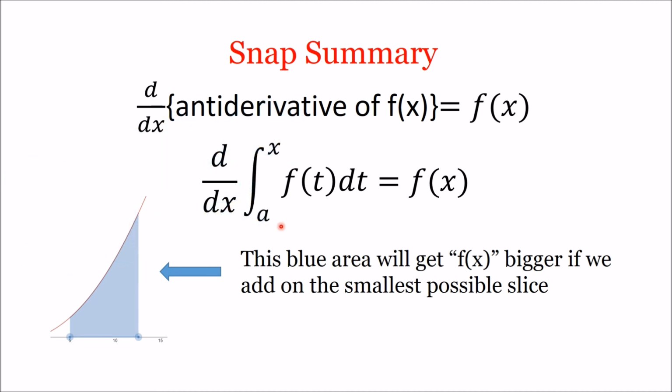The geometric interpretation of the fundamental theorem of calculus is that if you look at the area here, this blue area will get f at x bigger if we add on the smallest possible slice, because the smallest possible slice we can add on has a height of f at x.